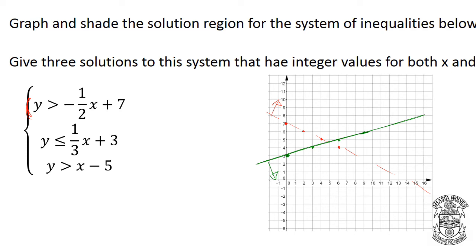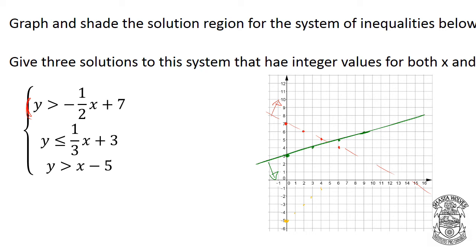And then finally, and I'll use orange for this, y is greater than x minus 5. So here my y-intercept this time is at -5. And I'm going to go up 1 over 1 and up 1 over 1. So pretty simple slope pattern to follow here. I just continue in this direction.